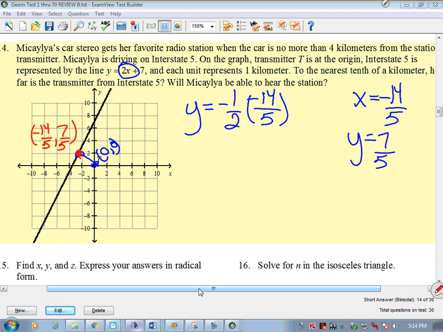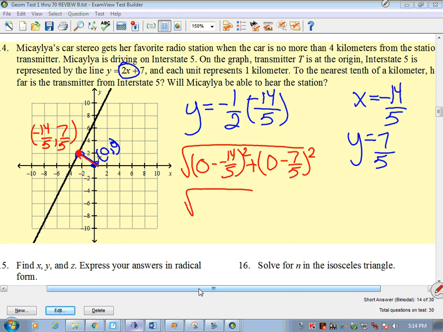We have to find a distance from that to 0, 0. Because it's 0, 0, what we're winding up with is a situation where I have 0 minus negative 14/5 squared, in the distance formula, plus 0 minus 7/5 squared. So really what I'm doing is taking the 14/5 squared and adding the 7/5 squared, and that's going to give me my distance.